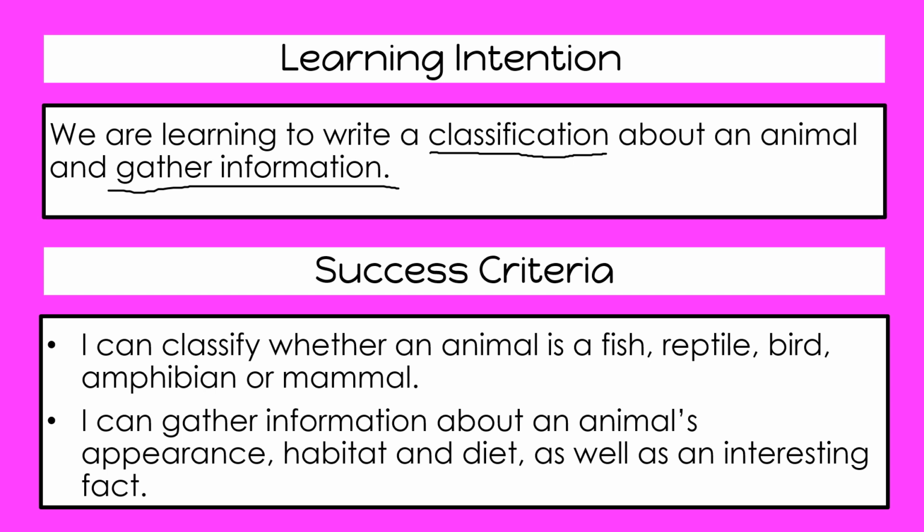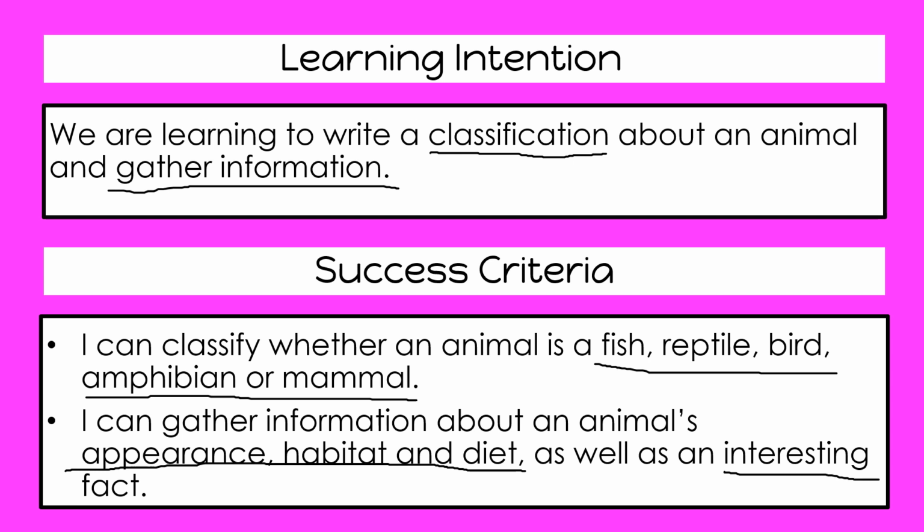Our success criteria. I can classify whether an animal is a fish, reptile, bird, amphibian, or mammal. Now, those are all the groups of animals that we spoke about in yesterday's lesson. I can gather information about an animal's appearance, habitat, and diet, as well as an interesting fact. And we'll have a look at all those things a little bit later in our lesson.